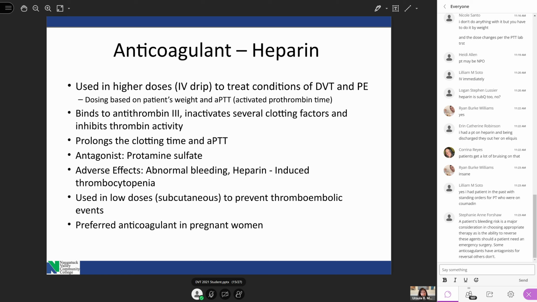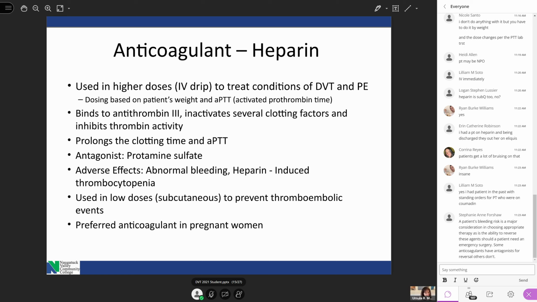And a PTT. So there are blood tests called PTT and PT. Okay? PTT is specific to heparin. It is specific to heparin. So know that. The PT/INR is specific to Coumadin.